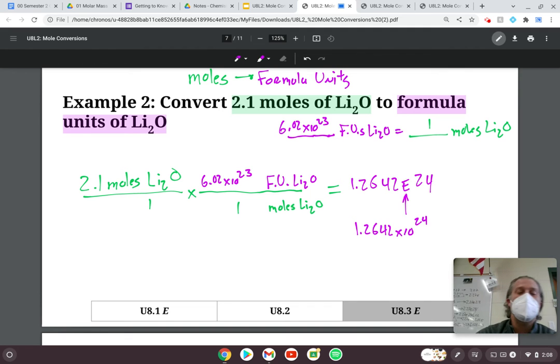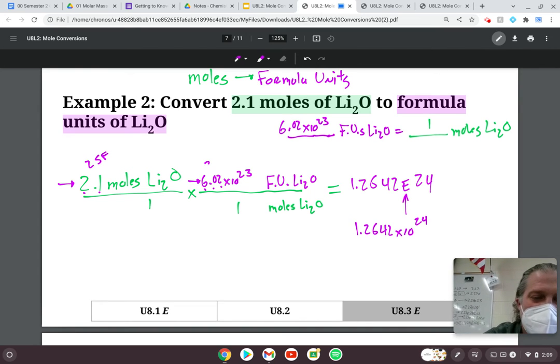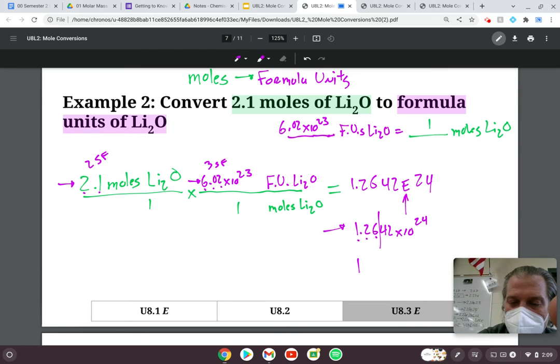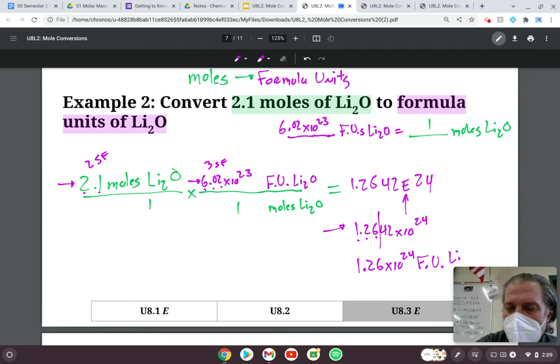Sig Figs, of course, though. So I'm going to draw an arrow here and count 1, 2. So I have 2 Sig Figs. I'm going to draw an arrow here and count 1, 2, 3. That's 3 Sig Figs. So I'm going to draw an arrow here and count 1, 2, 3. 3 Sig Figs. That 4 does not round the 6 up, so my final answer is going to be 1.26 times 10 to the 24th formula units of Li2O. Why would it be 2 Sig Figs?